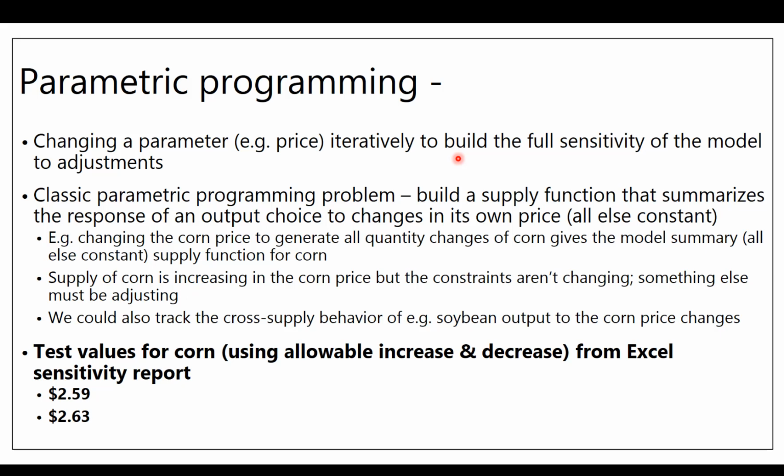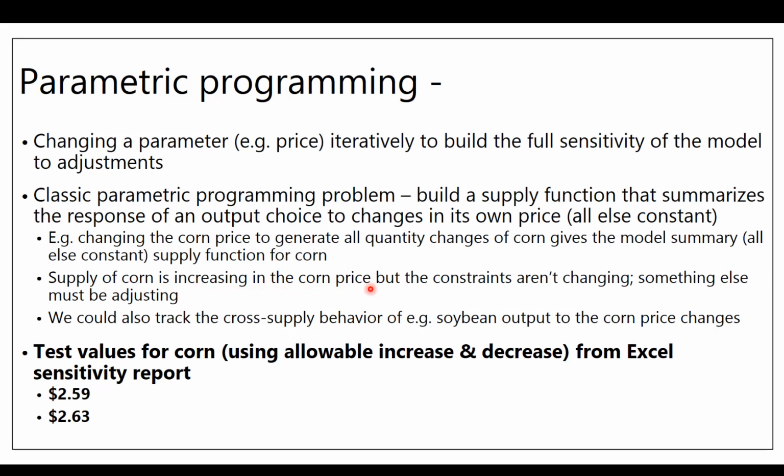So the classic parametric programming problem is build a supply function that summarizes the response of an output choice to changes in its own price. So it's just a supply function or a supply schedule holding everything else constant. So we will change the corn price, generate all the quantity changes of corn, and we'll have a supply function.